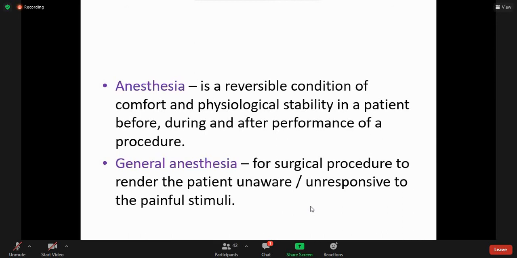is that anesthesia is a reversible condition of comfort and physiological stability in a patient before, during and after performance of a procedure. So it should be a reversible condition because in anesthesia we are going to inhibit or suppress the autonomic reflexes, so we can stabilize the cardiovascular status especially.